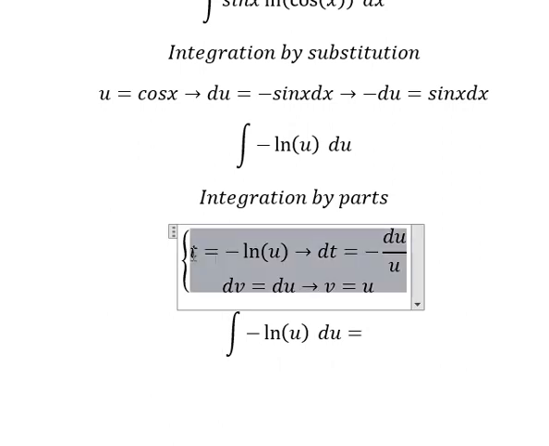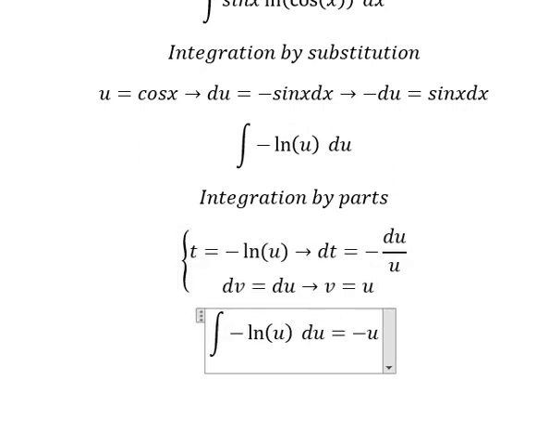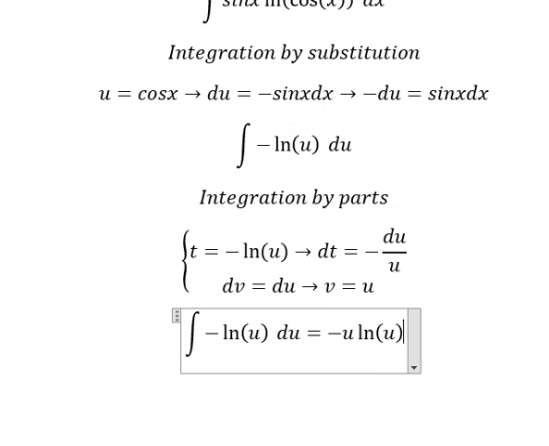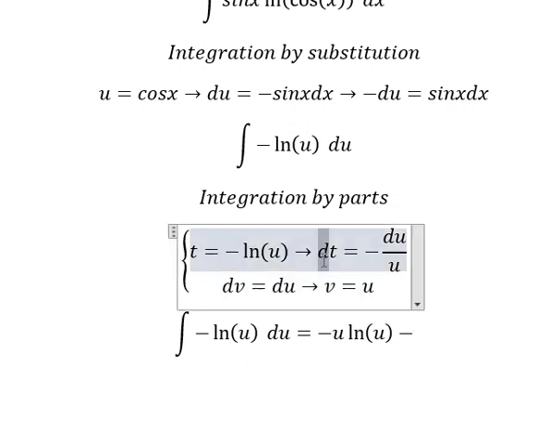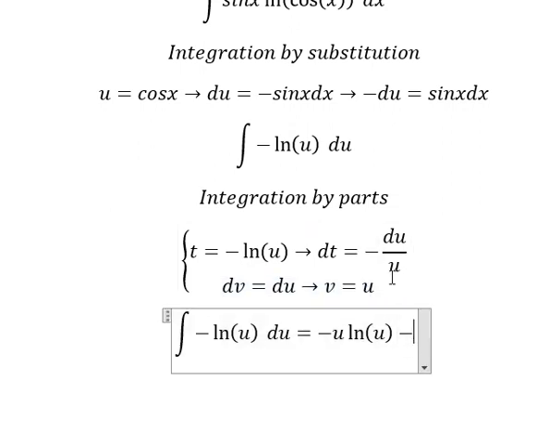So we have t multiplied by v, minus, we need to put dt multiplied by v. So negative, and this one we have this one in here. Negative and negative, we get positive. u divided by u, we have number 1.